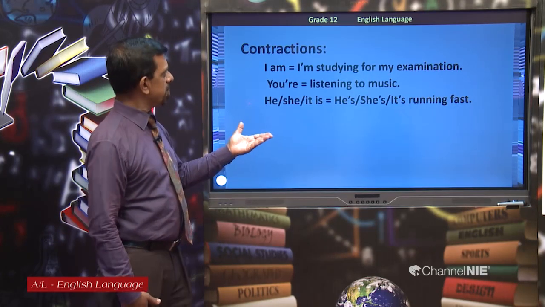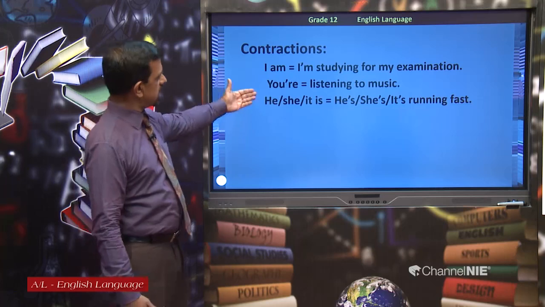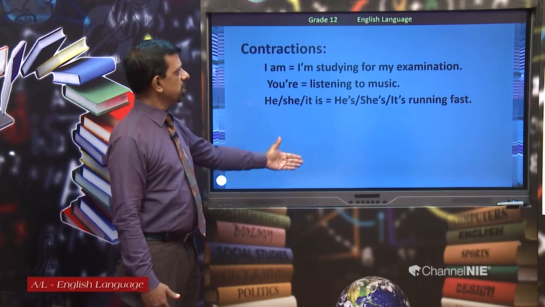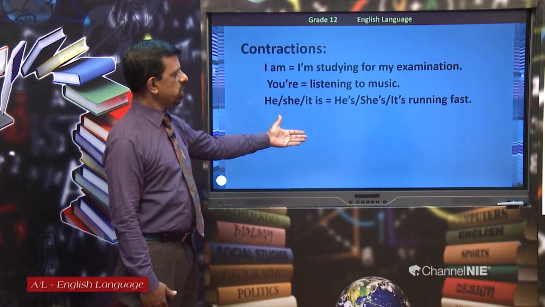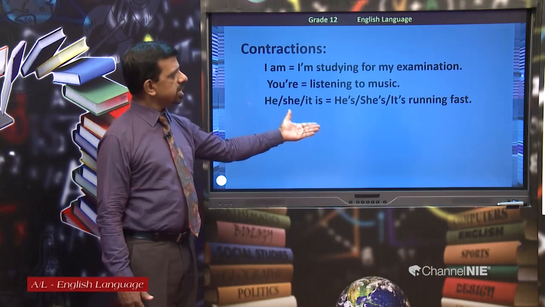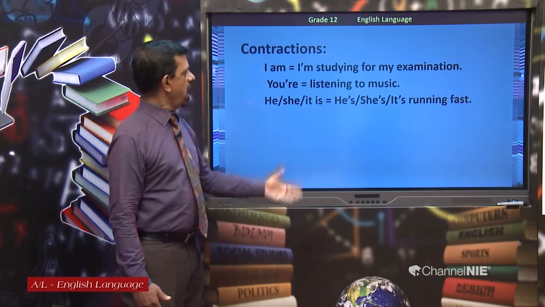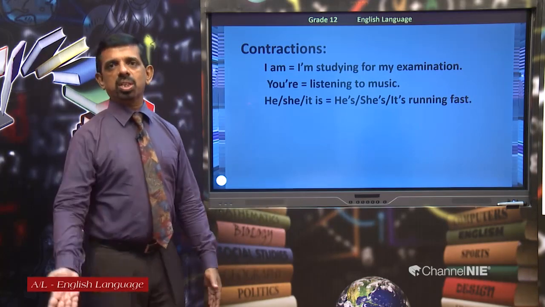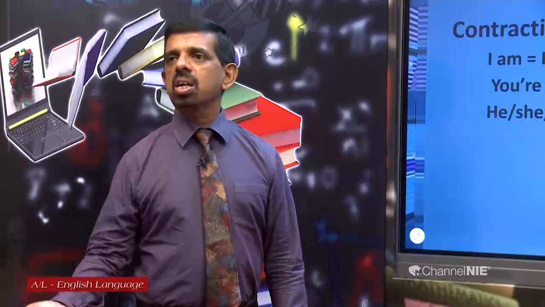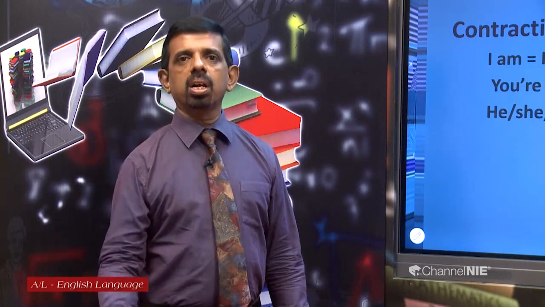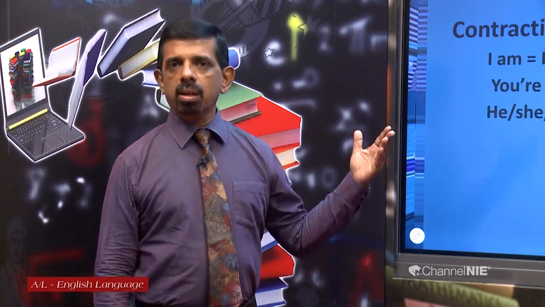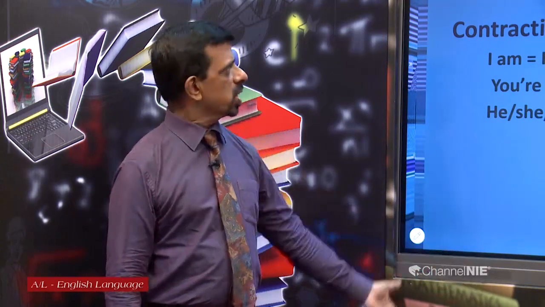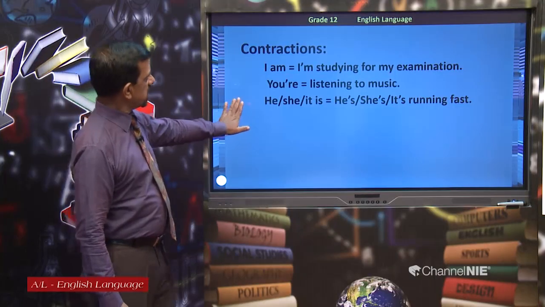So we can use examples like that, as well as he, she, it is. We say he's, she's, it's running fast. He's making a lot of noise here. She's sweeping the garden. It is eating its breakfast. So these are some of the examples of contractions.